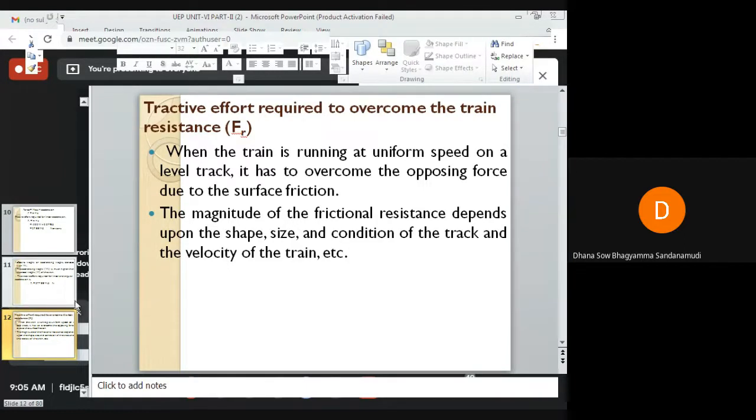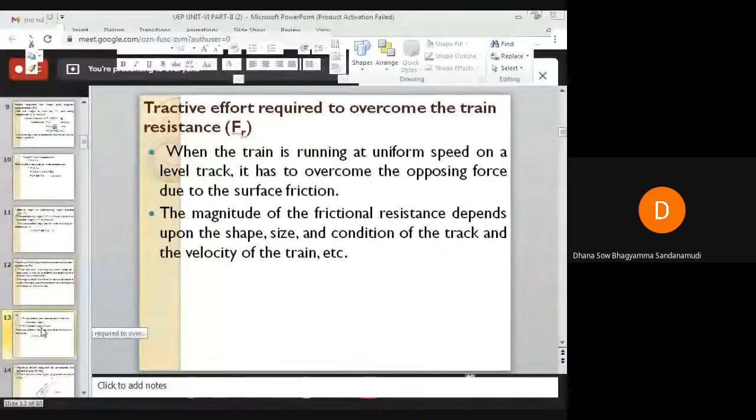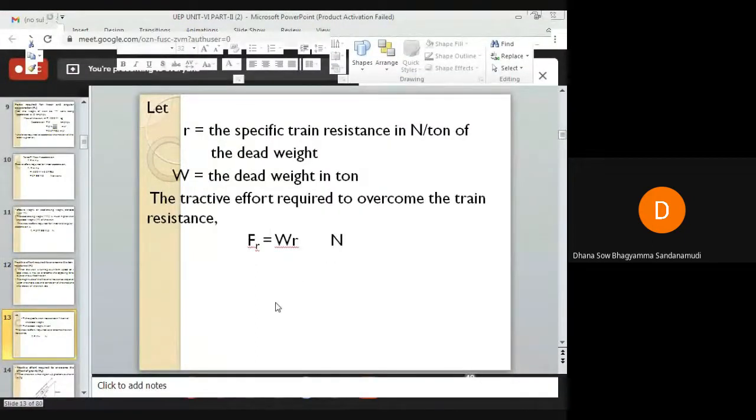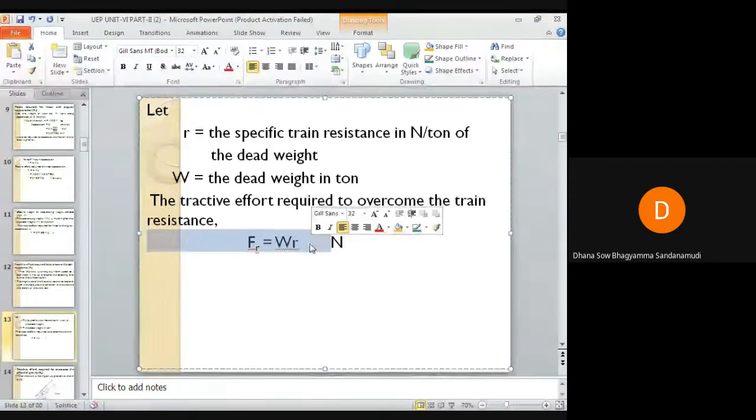Now let us assume that R is the specific train resistance in Newton per ton of the dead weight and W is the dead weight in ton. Then the tractive effort required to overcome the train resistance, Fr, will be equal to W into R newtons. Just write down this expression, Fr.